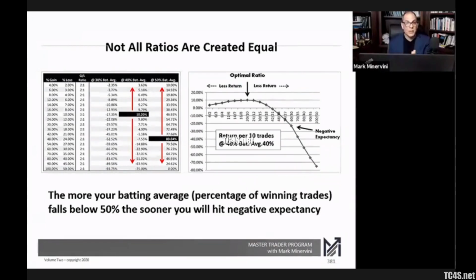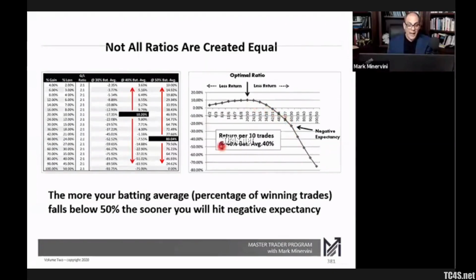Once you go below a 50% batting average, which you will at some point in time, you will go below a 40% batting average, you get negative expectancy. The higher that ratio goes up, you hit negative expectancy quicker and quicker as the batting average goes down, and you will hit negative expectancy no matter how much you bring that ratio up. So there's a peak, there's an optimum ratio. In this particular, at 40% batting average, your optimum ratio is 20-10. Any more, any less than 20-10, you make less, you have less return. And as you go to the right of that curve, you go into negative expectancy.